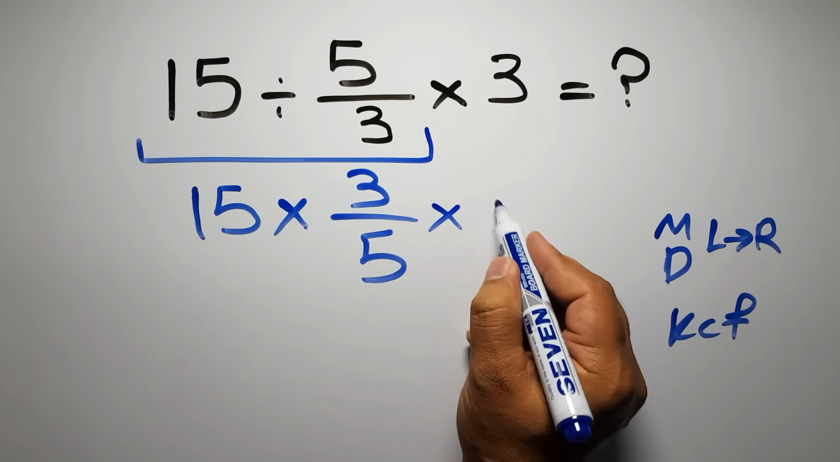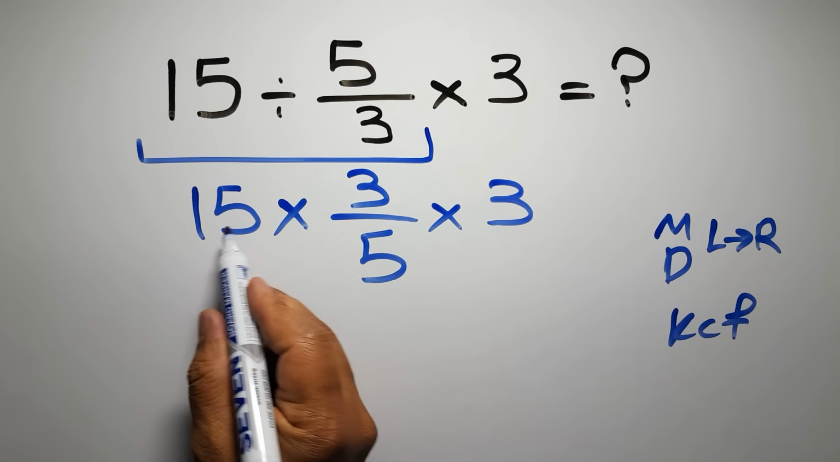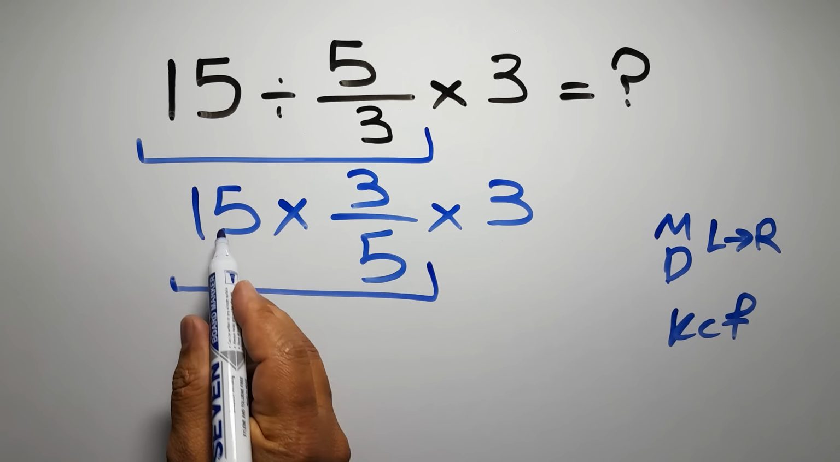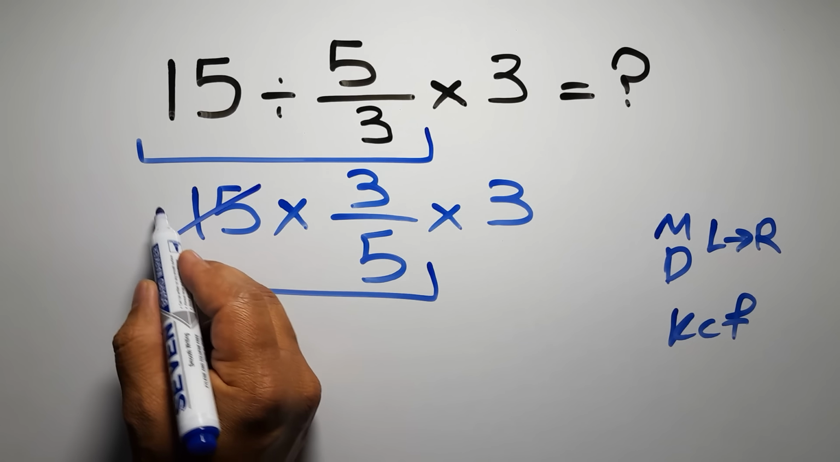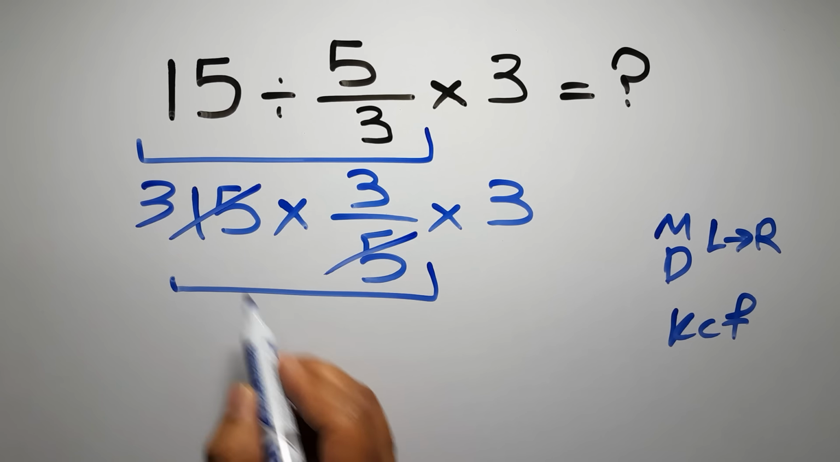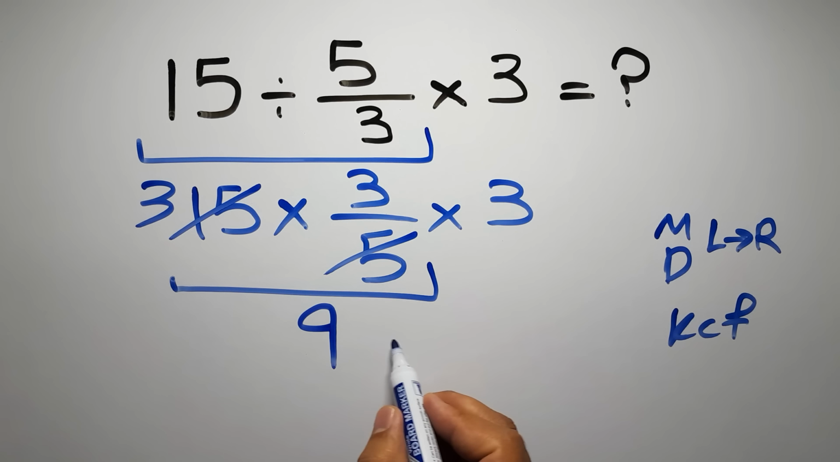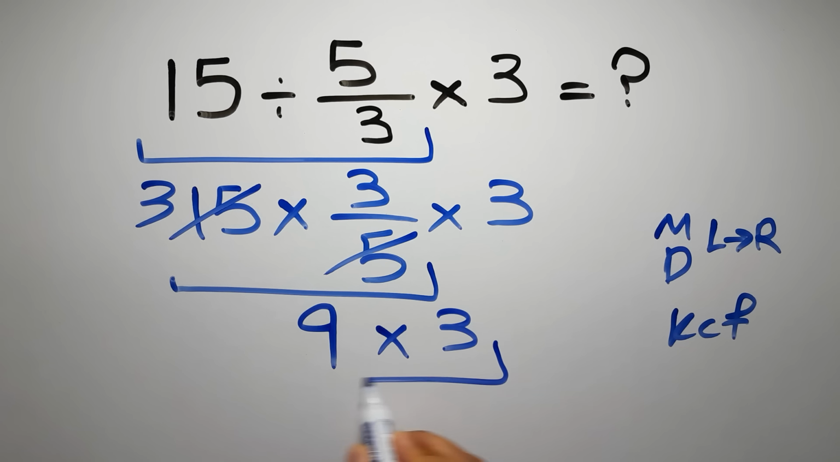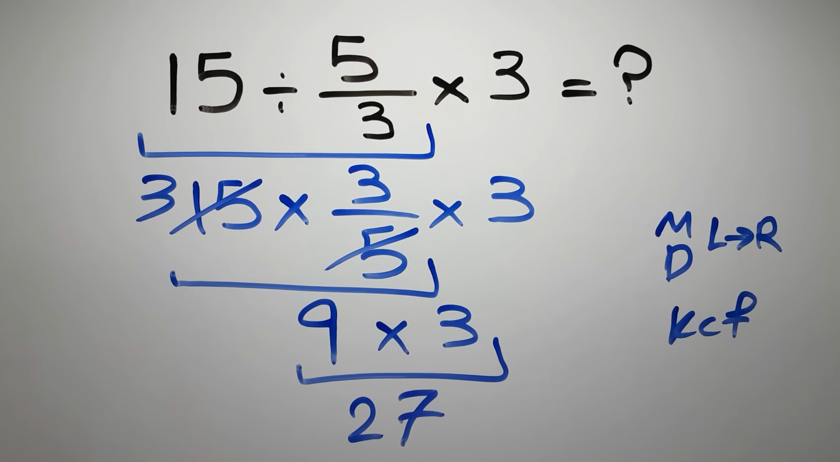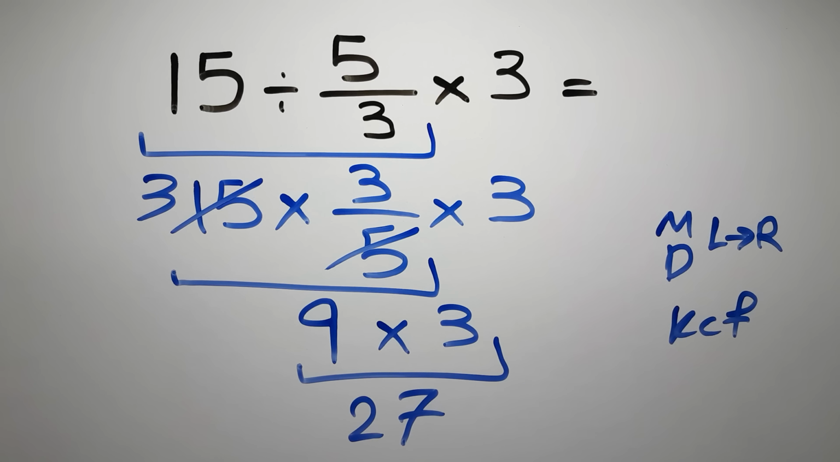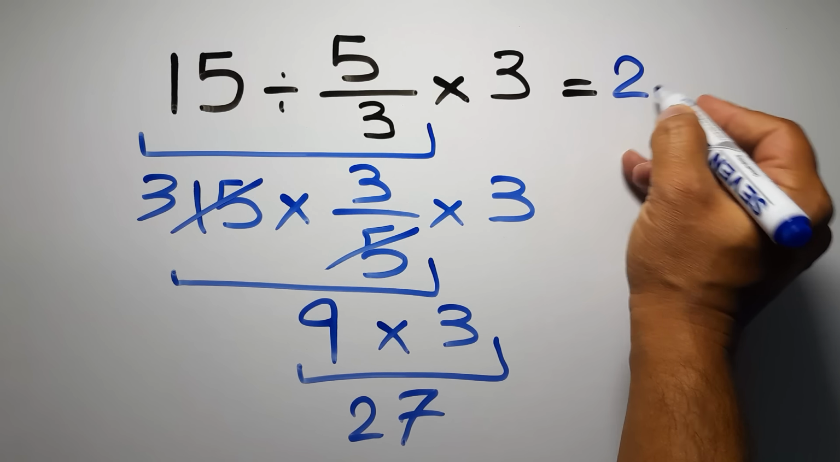Then times 3. So 15 times 3 over 5. 15 divided by 5 gives us 3. Okay, so 3 times 3, which equals 9, and 9 times 3 equals 27. And this is our final answer to this problem. The correct answer is 27.